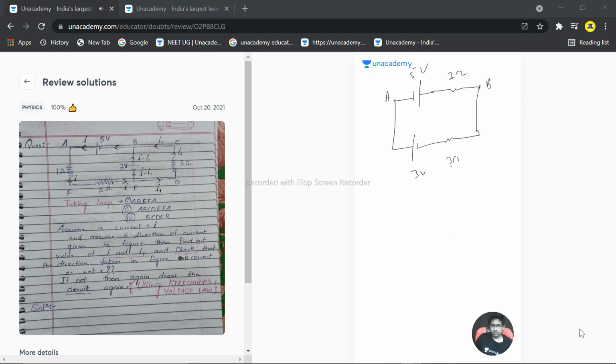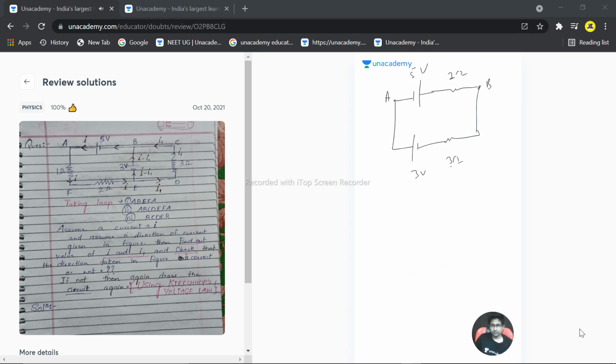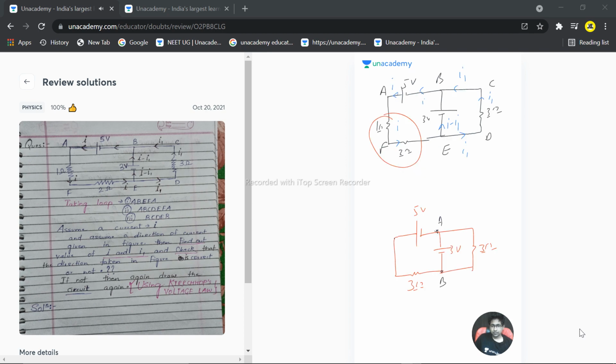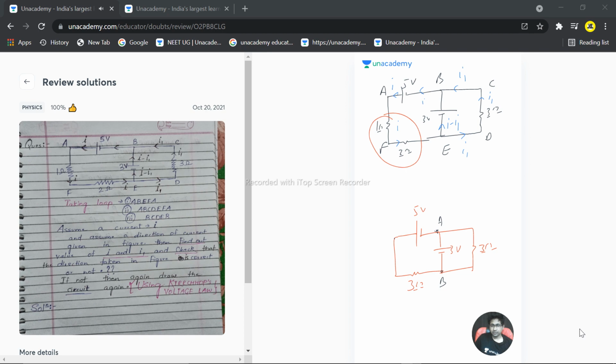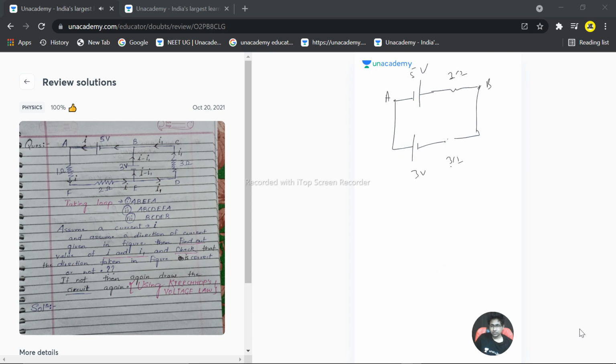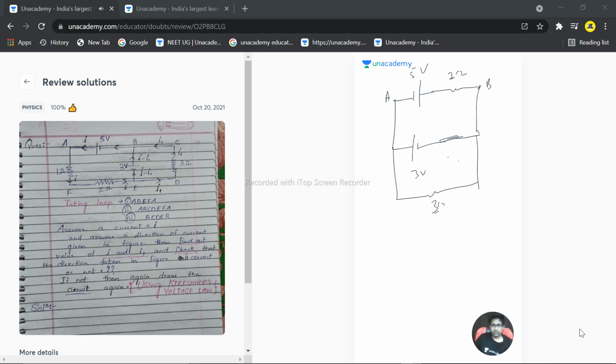So for the 3 volt battery which we have, the positive terminal is connected to A and the negative is connected to B, between A and B. So this resistor is not present here, so it is just a battery like this, and we can say there is a 3 ohm resistor like this between A and B. So this is the overall circuit we have.